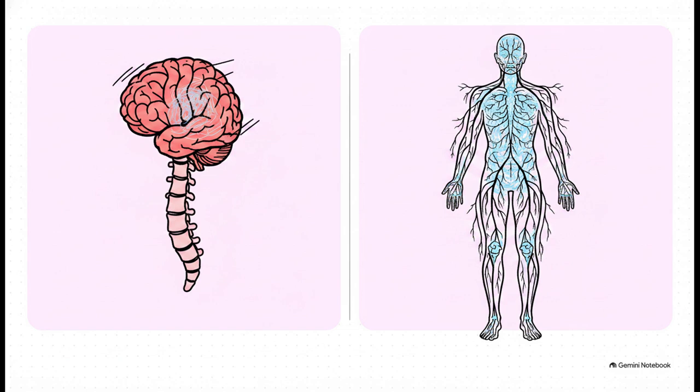This is the command center, right? It's where signals are read, interpreted, and where all the big decisions are made. Then we have the peripheral nervous system, or PNS. If the CNS is the processor, the PNS is the vast network of cables, the nerves, branching out from the spinal cord to your organs, your arms, your legs, all the way down to your toes. It constantly relays information back and forth to that command center.